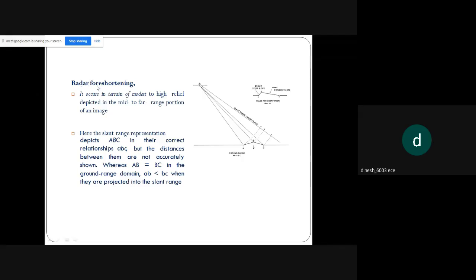You can see the radar foreshortening. It occurs in terrain of modest to high relief, in the mid to far range portion of an image. This slant range representation illustrates ABC in their correct relationships, capital ABC and small abc, but the distances between them are not accurately shown. Whereas AB is equal to BC in the ground range domain, AB is less than BC when projected in the slant range.